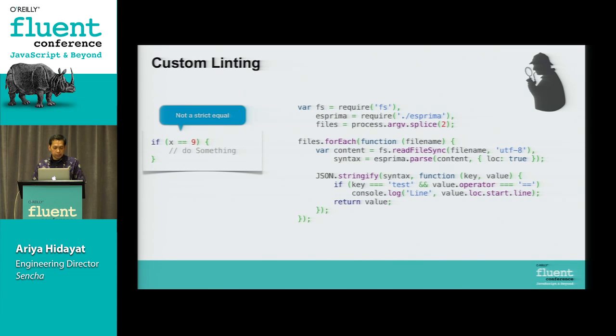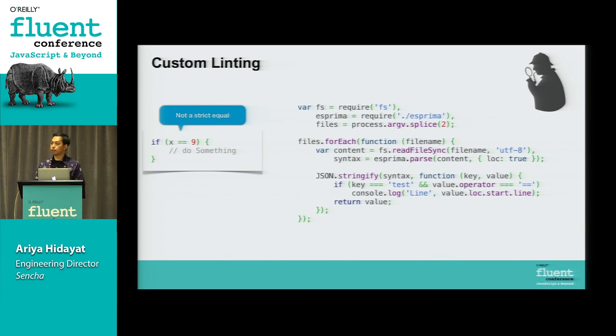Custom linting. A lot of times, the checks that are built into JSLint don't necessarily cover all the conventions that you have. In this case, I have placed a certain restriction on comparison: you cannot use the double equal. It has to be strict equal. Obviously, this is already covered by JSLint, but just an example.